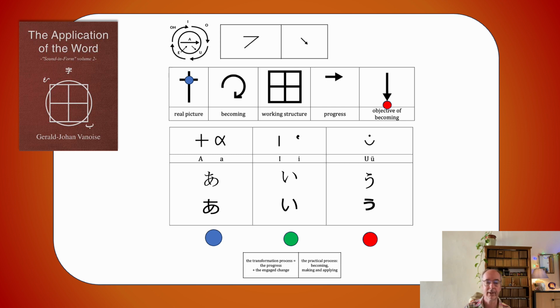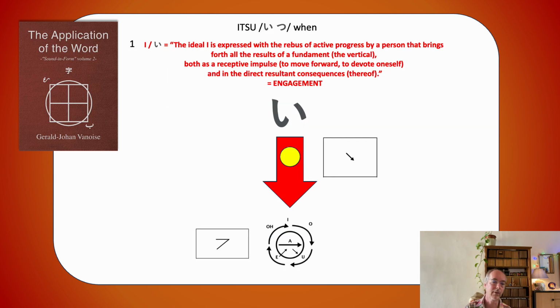I already explained the I. I'll go a little bit further when I explain ITSU, which means when. In my book, The Application of the Word, I read the ideal I is expressed with the radius of active progress by a person that brings forth all the results of a fundamental, the vertical, both as a receptive impulse to move forward or to devote oneself, and in the direct resultant consequences thereof.